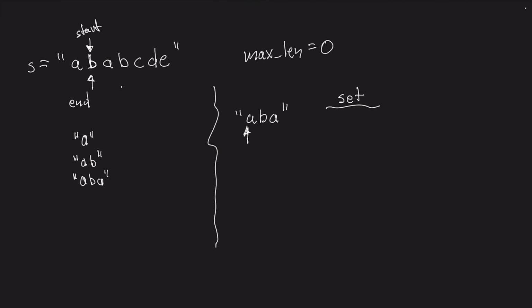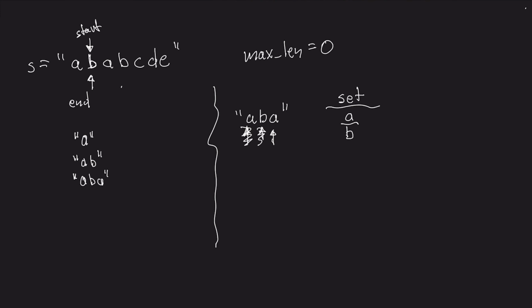So we will have a set of characters, and we will process our substring. We start from letter A and check whether that letter is in the set. It is not, so we add it to the set and move to the next character. Then we check whether B is in our set. It's not, so we add it to our set and move to the final character. Then we check whether letter A is in the set. It is in the set, and that way we know that we found a duplicate character.